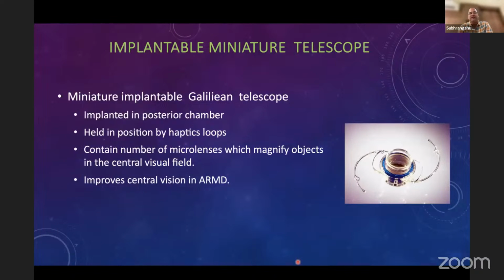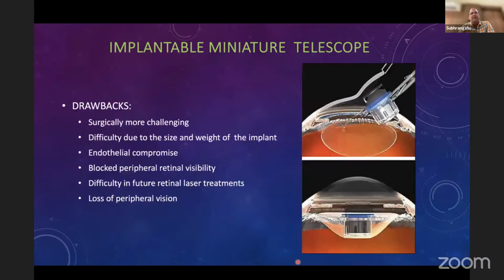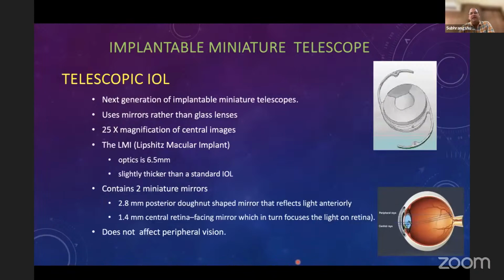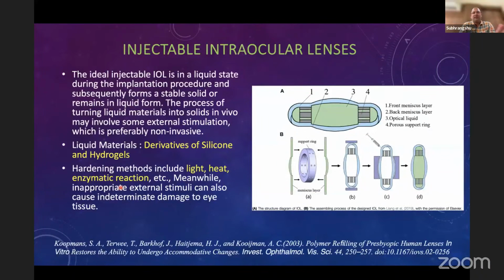Implantable miniature telescopic lenses were also developed. Then the telescopic IOLs, which used mirrors for magnification, 25 times magnification. I've included these slides mainly from the theoretical point of view. From the practical point of view, these usually are not available in our day-to-day practice.